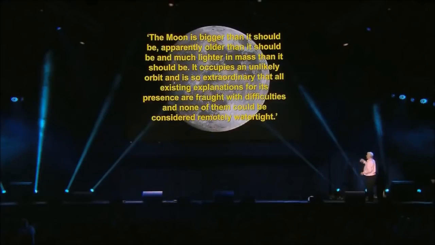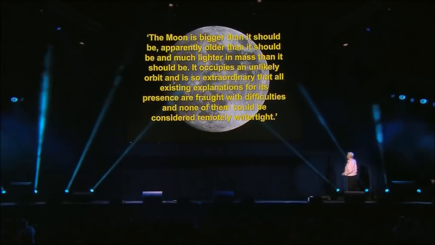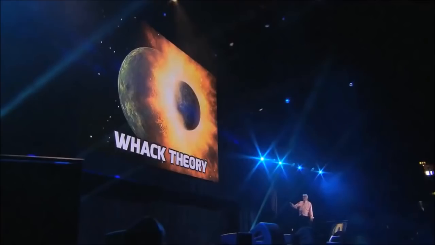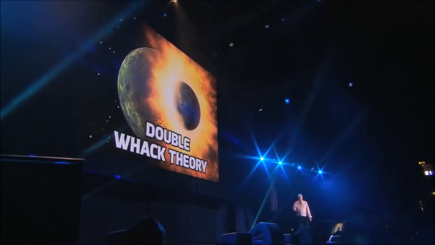And they say in the book, the moon is bigger than it should be, apparently older than it should be, and much lighter in mass than it should be. It occupies an unlikely orbit and is so extraordinary that all existing explanations for its presence are fraught with difficulties, and none of them could be considered remotely watertight. They've got no idea. They first of all had the whack theory, something like a Mars-type planet whacked into the Earth and bits became the moon. That didn't work out. They had the double whack theory where it came back and had another go, and so they go on.